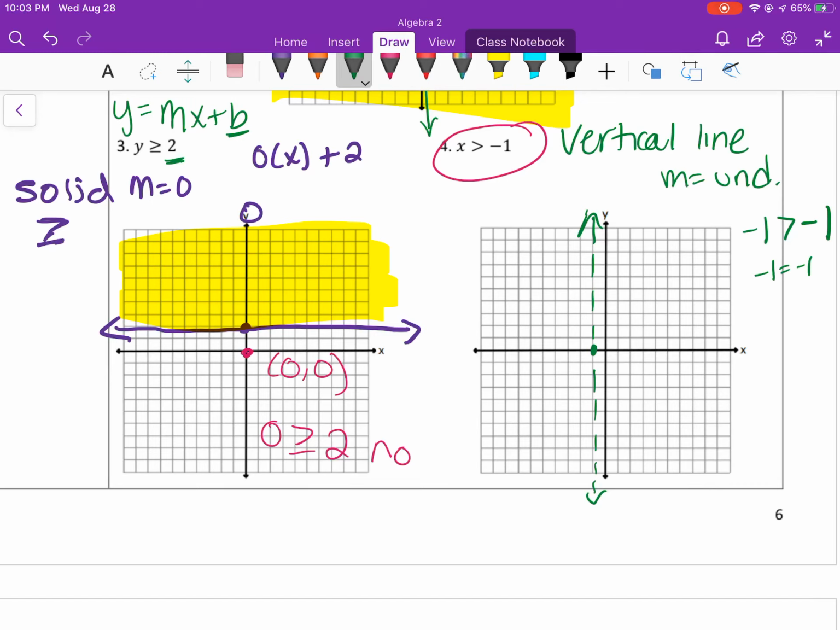If you have $5 and I have $5, you don't have more than me. We have the same amount. So that's why it's dashed there. Then where are the values that are greater than negative 1? They're going to be to the right. So for this one, you're going to shade greater than, you're going to shade to the right. Less than, you would shade to the left. For there, you could test 0, 0. And so 0 is greater than negative 1 is true.